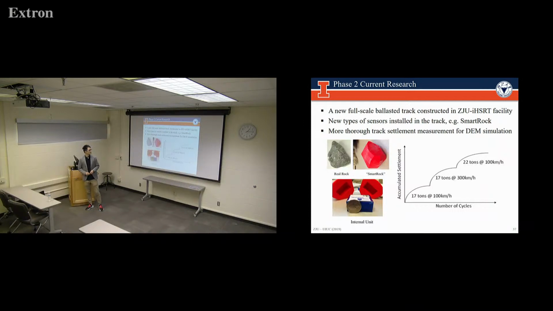How many sensors are there, and what kind of response do you get? There are 10 sensors overall. Eight were underneath the tie, and two were between the ties, but also installed in the ballast layer. Those sensors can capture the velocity and the acceleration, and also the rotational velocity and rotational acceleration of the particles.